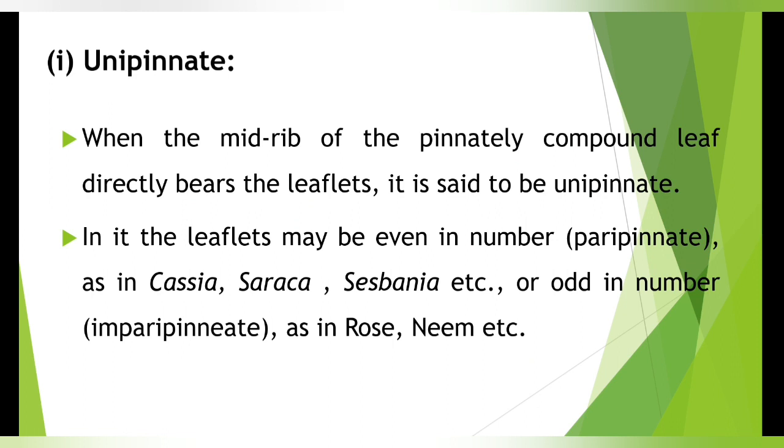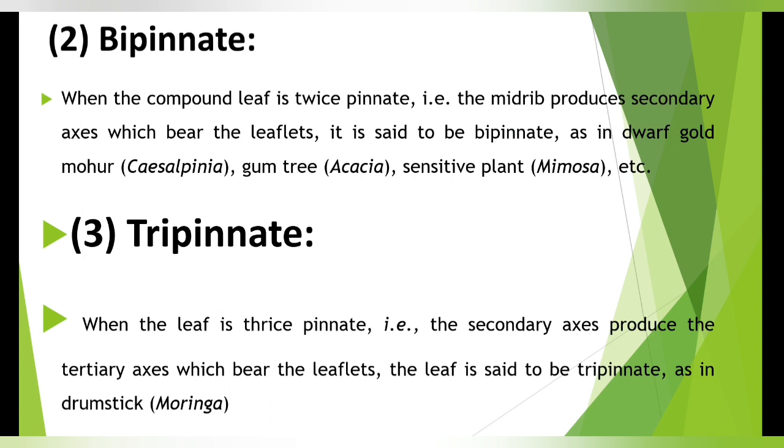Then unipinnate. Unipinnate means when the midrib of the pinnately compound leaf directly bears the leaflets, it is said to be unipinnate. In it, the leaflets may be even in number, called paripinnate, or odd in number, called imparipinnate. Then bipinnate and tripinnate. What is bipinnate? When the compound leaf is twice pinnate, that is, the midrib produces secondary axes which bear leaflets, it is said to be bipinnate, as in dwarf gulmohar, Caesalpinia or gum tree.